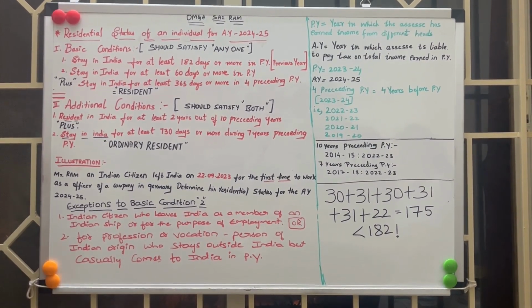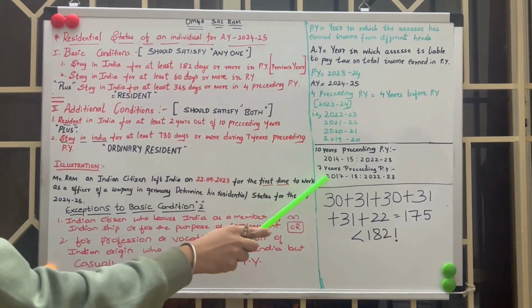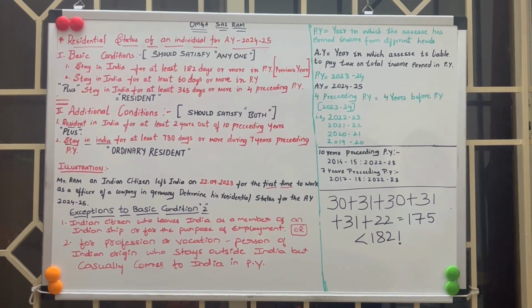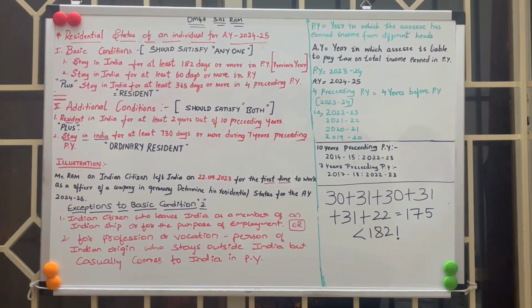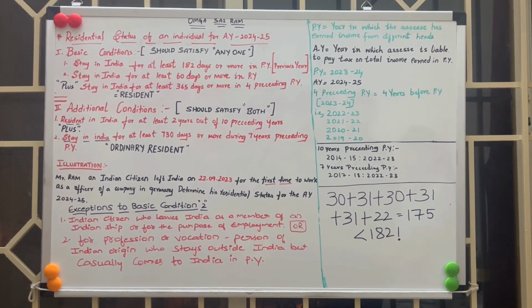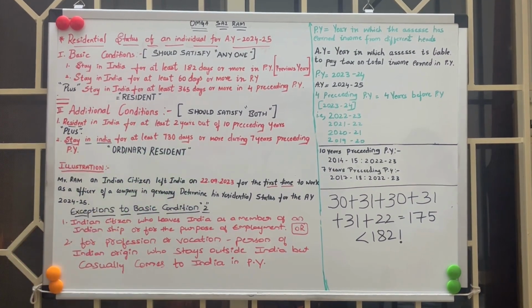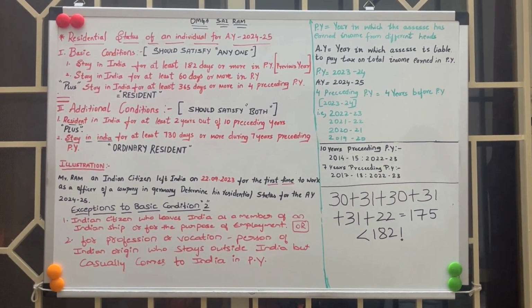Again, previous year is 2023-24. 7 years before that, let's count 2022-23, 2021-22, like that. 7 years, he should stay in India for a period of 730 days. If he fulfills both of these conditions, he will be called an ordinary resident. Now, this is the concept. Let's try to understand this better with the help of an example.